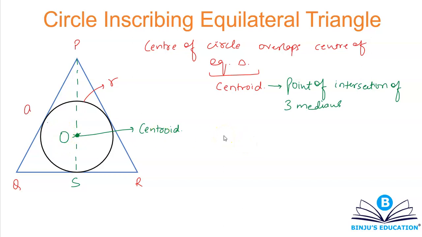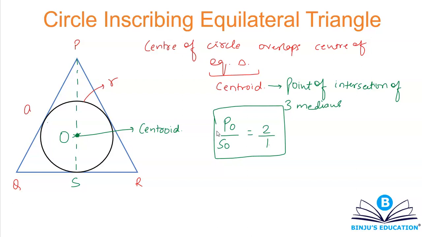Now centroid divides the median in the ratio of 2:1. Two part is always from the vertex and one part is always from the base. So I can go on saying that PO divided by SO is equal to 2/1. So the centroid always divides the median in the ratio of 2:1. Two part is from the vertex, one part is from the base.